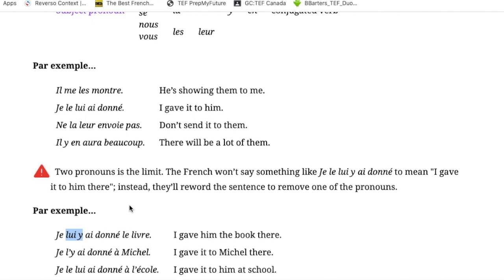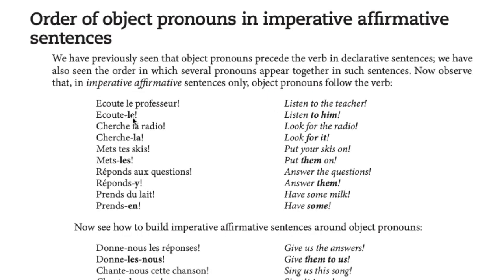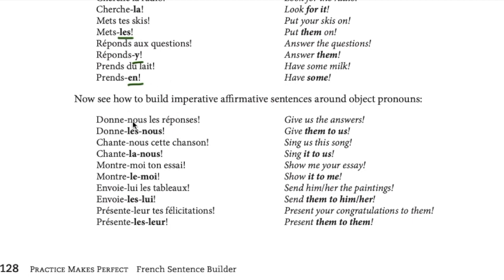So you remove the le, the direct object pronoun, to make sure that there are only two object pronouns in the sentence. Okay. So I want to talk about how to use these object pronouns in combination with commands, positive commands, orders. For example, écoute le professeur, listen to the professor, then écoute-le with a hyphen. Cherche la radio, look for the radio. Cherche-la. So we know this, right? Réponds aux questions, réponds-y. Prends du lait, prends-en. So every pronoun, whether it's a direct object pronoun or y or en, comes after the order with a hyphen.